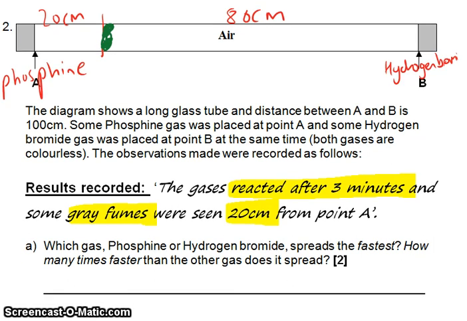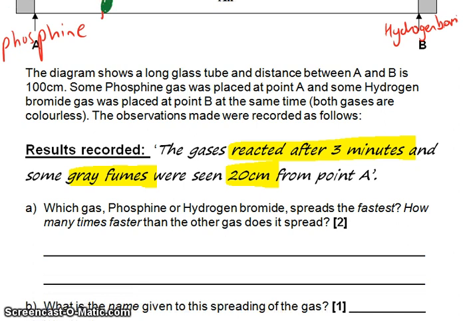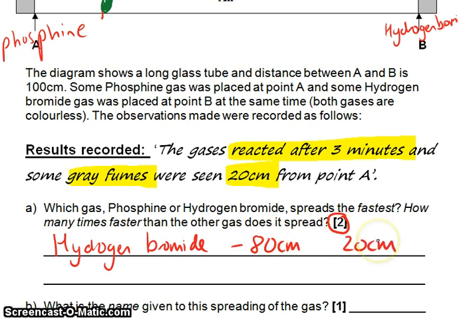Which gas, phosphine or hydrogen bromide, spreads the fastest, and how many times faster than the other gas does it spread? Well, the hydrogen bromide, as I've just shown you, seems to have gone the furthest, so the answer for the first part is hydrogen bromide. So that's one of the 2 marks. And then we have to say how many times faster. Well, it went 80 centimetres. The other one only went 20 centimetres. So hopefully you can see that that is 4 times faster.